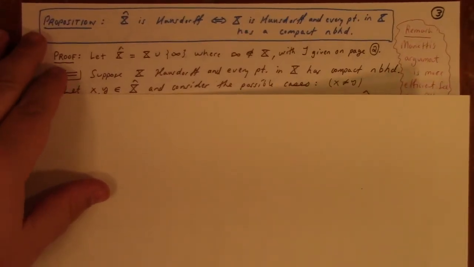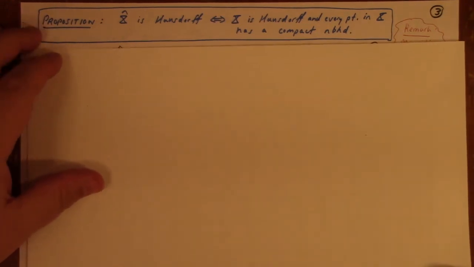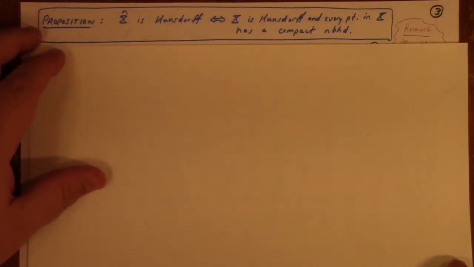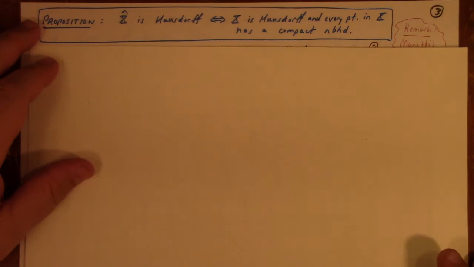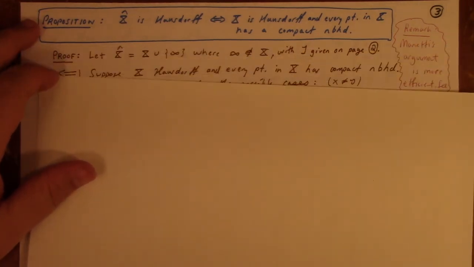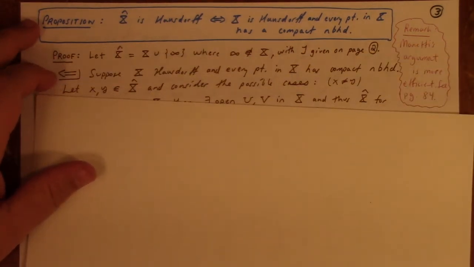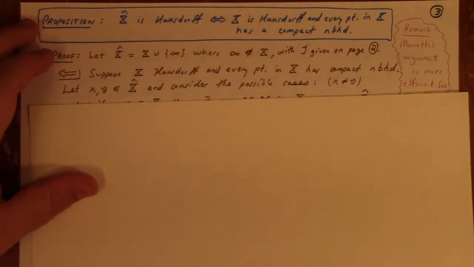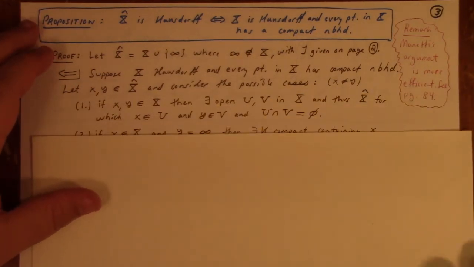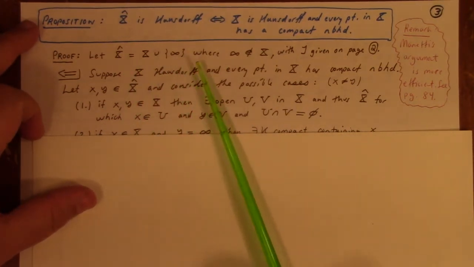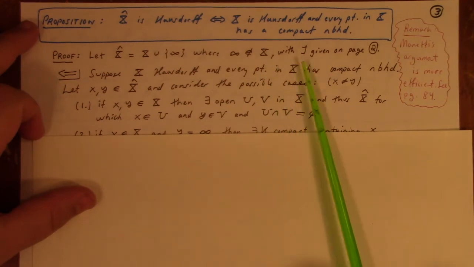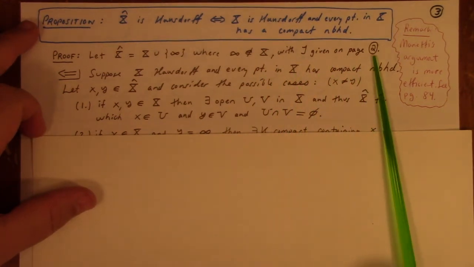Next up, a proposition. The compactification X hat is Hausdorff if and only if X is Hausdorff and every point in X has a compact neighborhood. I will remark, Munkres' argument is more efficient. See page 84 if you like. But I found a way to make it take a page, so here we go. Let X hat be the compactification, where infinity, of course, is not in X, and we're going to give it the topology that we defined on page 2.